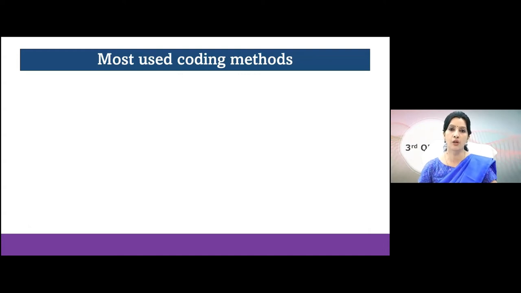Now we will talk of the most used coding methods. There are 29 types of coding methods, but we are discussing here only 7 types.